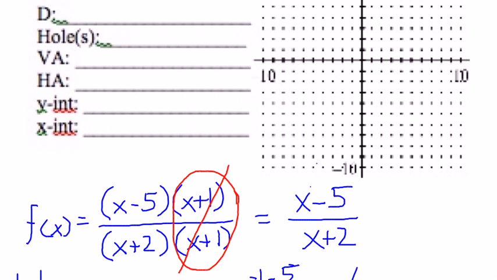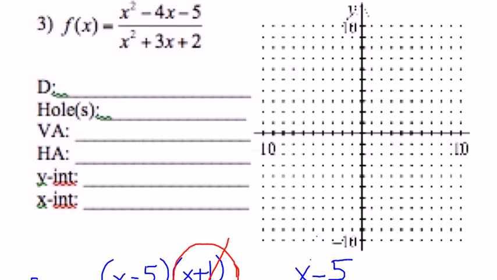So usually I go ahead and graph that first thing before I forget. So negative 1, and then 1, 2, 3, 4, 5, 6. You just draw a circle around the point, and the hole was at negative 1, negative 6.